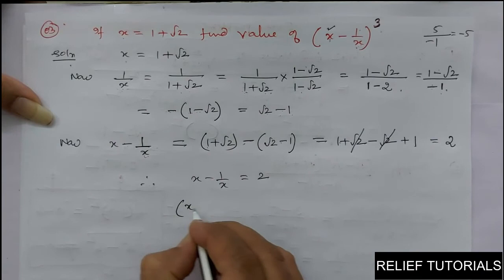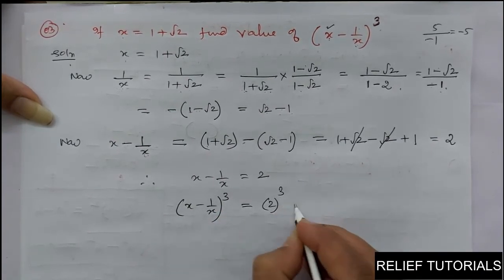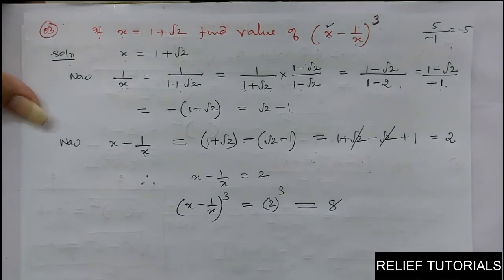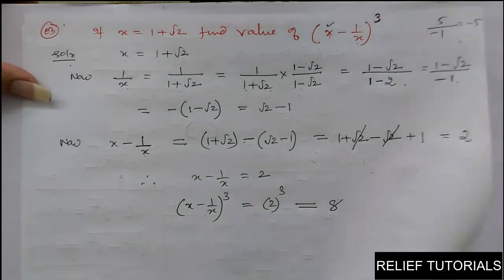Now you want x minus 1 upon x the whole cube. So that is equal to 2 the whole cube. That is equal to 8. Have you got it, friends? So this type of problems are there. Clear? So this is question number 3. Now question number 4.